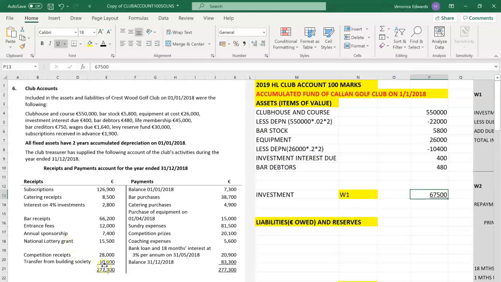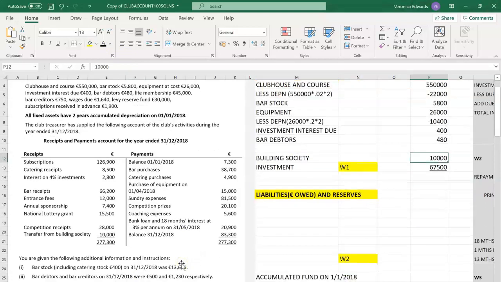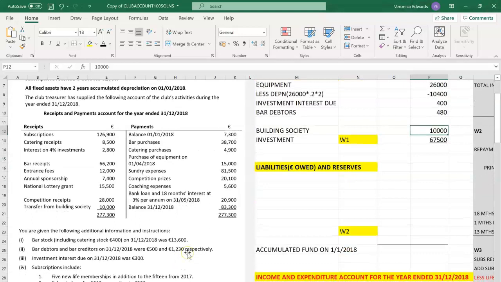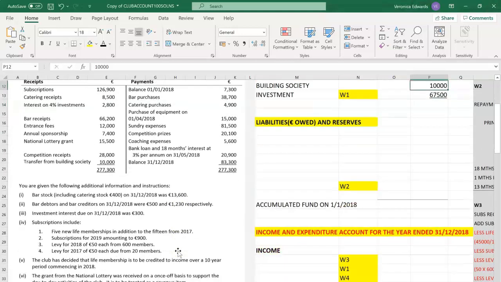So if you're receiving 10,000 euros from the Building Society, we can assume that there must have been 10,000 euros sitting in the Building Society on the 1st of January. Perhaps you closed the account or withdrew 10,000 from the account and transferred it into cash. So we need to include the Building Society balance at the beginning of the year, and that's 10,000 euros as an extra asset. Now we need to look a little bit deeper just to make sure that we're not missing anything that would have been there on the 1st of January.